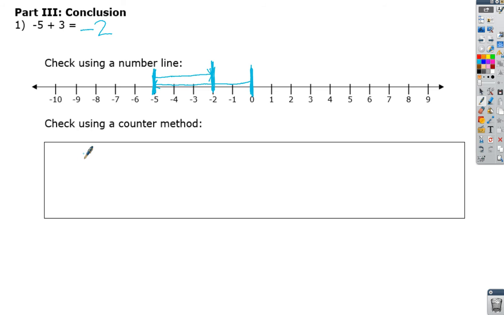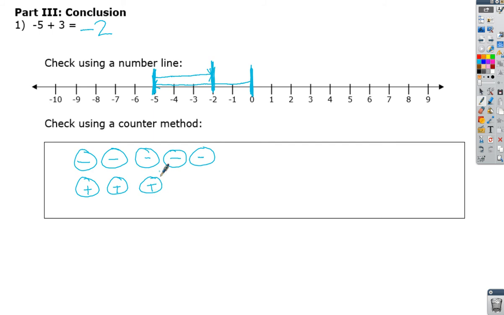We also can use counter models, and we make our first number in our problem first. So we don't have a positive 5, we have a negative 5. So we have 5 negative counters. And our next number in our problem is 3 positive.